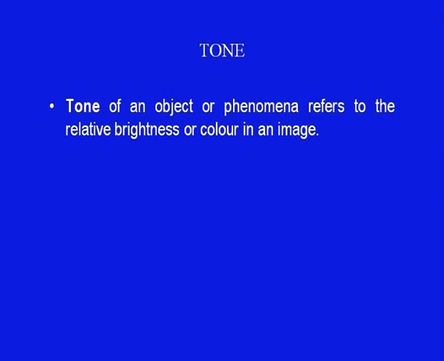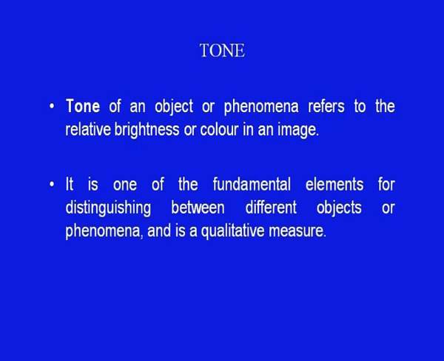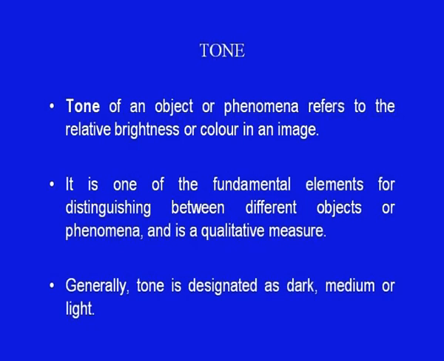The next element is tone. Tone of an object or phenomena refers to the relative brightness or color in an image. It is one of the fundamental elements for distinguishing between different objects or phenomena and is a qualitative measure. Generally, tone is designated as dark, medium, or light.